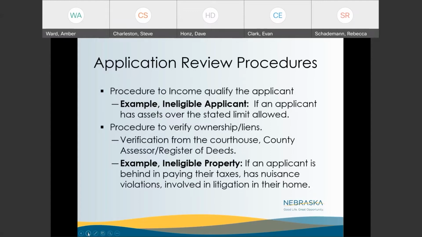Typically, you're going to reach out to the courthouse, the assessor, or the register of deeds. An example there for an ineligible property: say they're behind in paying their taxes, or they have a nuisance violation involving some type of litigation in their home. So just make sure in your guidelines you're explaining your procedure for those items there.